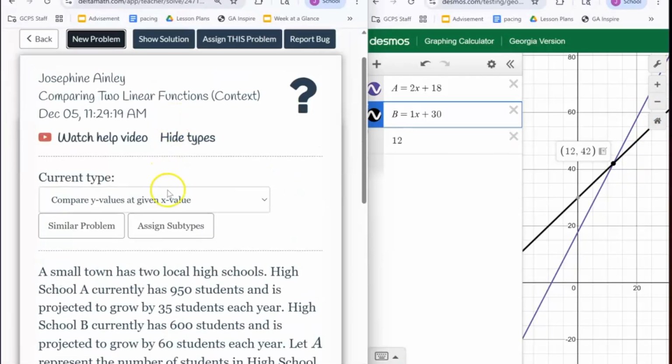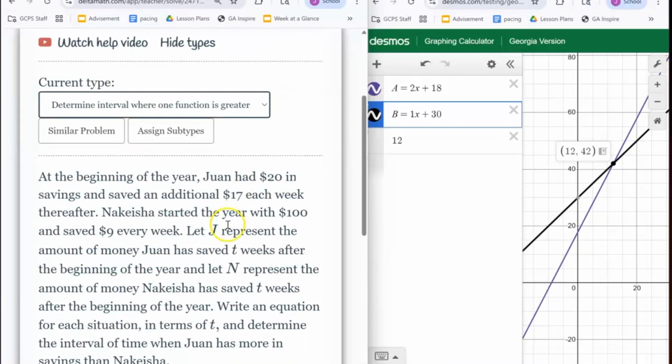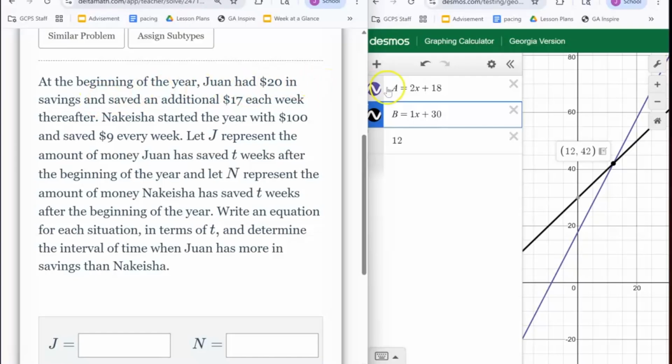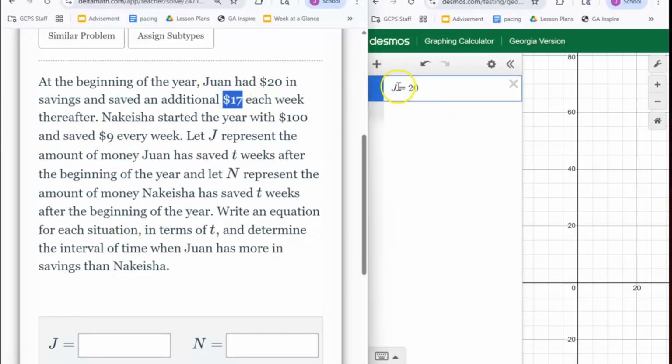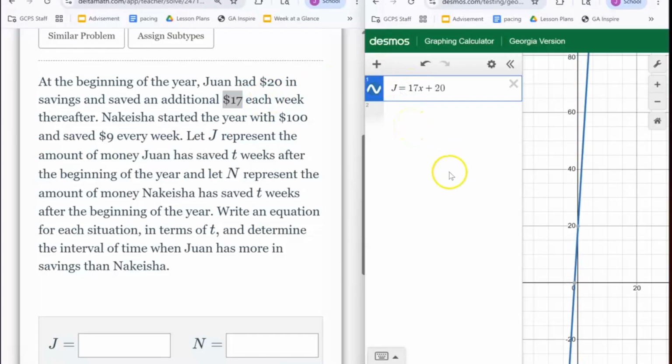Wait, this might not be the one. Hold on. All right. At the beginning of the year, Juan had $20 in the bank. So that's my initial. So I'm going to say Juan, J, had $20 in the bank. Then he's going to add every time. He saved an additional 17. So that's the one he keeps adding on to that. So positive 17 because he's saving.